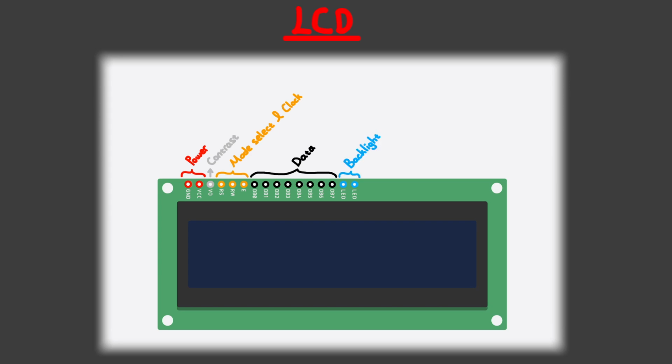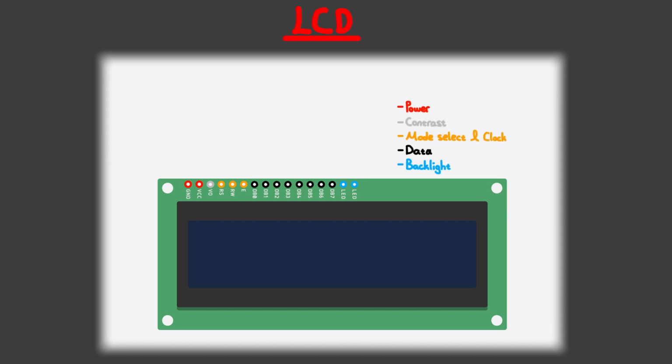These LCDs have 16 pins in total with these labels. 2 pins for powering the LCD and the driver chip, 1 pin for adjusting contrast, 3 pins for mode select and clock, 8 pins for data, and 2 pins for the backlight, which you may or may not use depending on if your LCD has backlight or not. The chip works with 5 volts, so connect the VSS to ground and VDD to 5 volts.